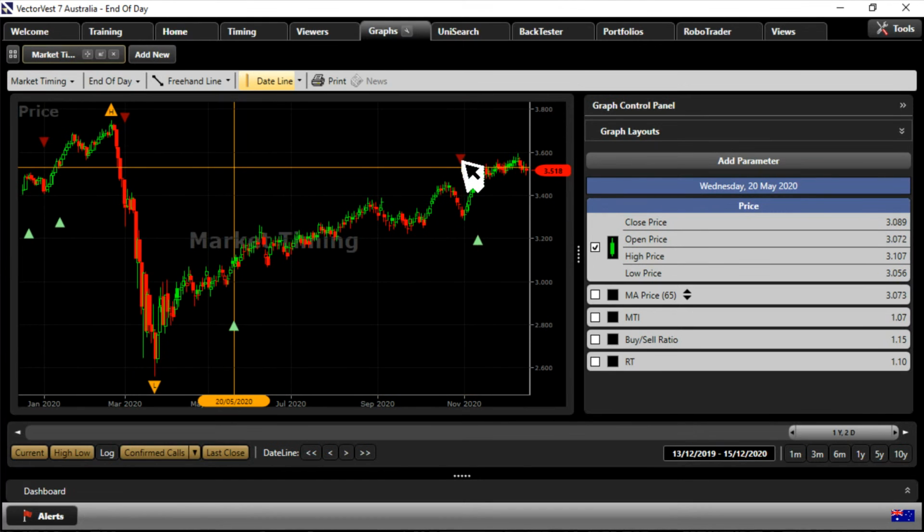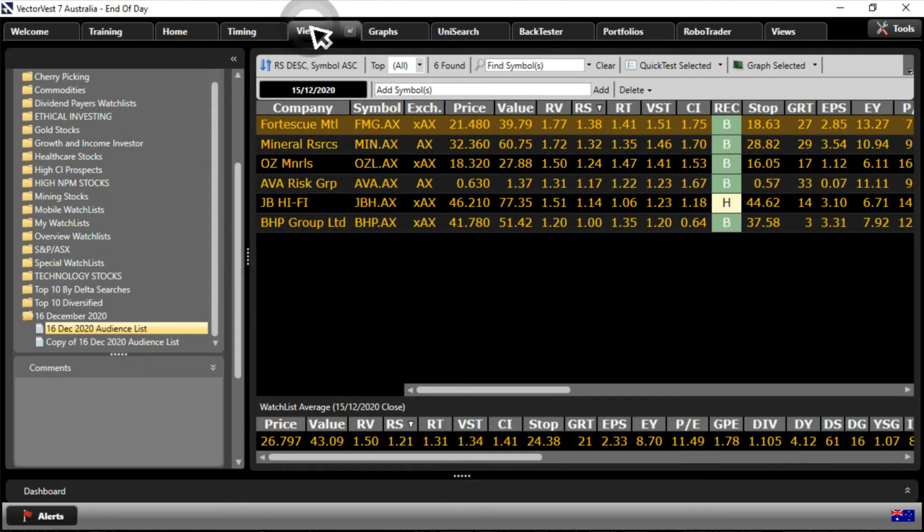There you wouldn't buy any more. If you're stopped out, that's when you continue your portfolio again. So you use those market timing signals in combination with your fundamental and technical analysis that I've just taught you to do on your watch list. So there it is. I hope that makes it really easy for you.